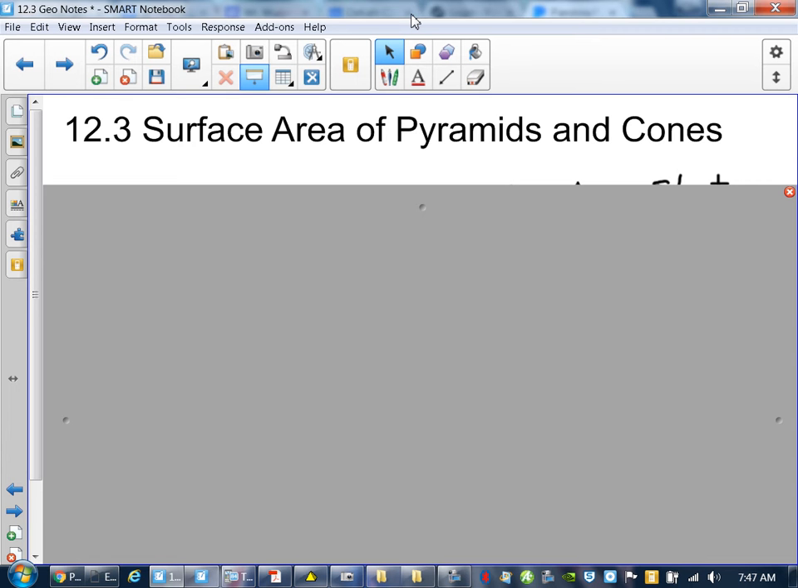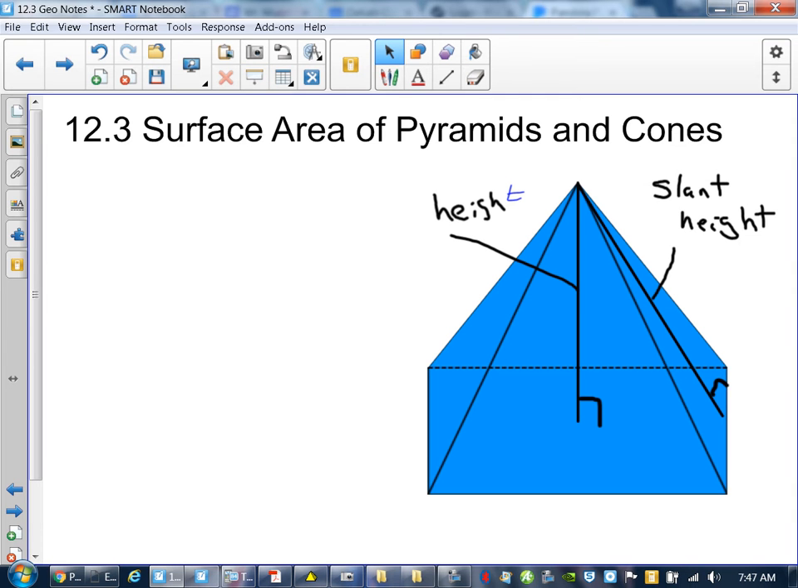What happens now with a pyramid is that you have a different term that we have to look at. We have to look at what's called a slant height. A slant height, should I have a visual aid? A slant height, excuse me.